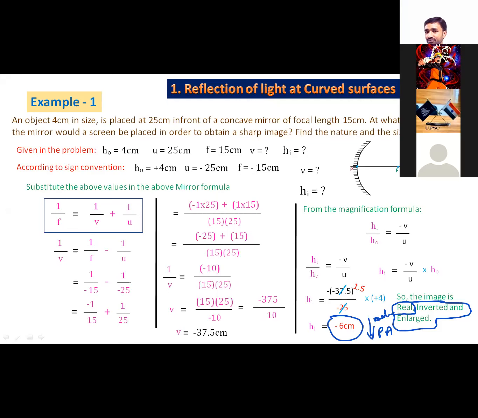Anybody? Right. So inverted because of the negative sign in the height of the image. Then enlarged, because the height of the image is greater than h naught. 6 is greater than 4. That's why. So like this, we are selecting the characteristics. Any objection here? Any issue in the problem?